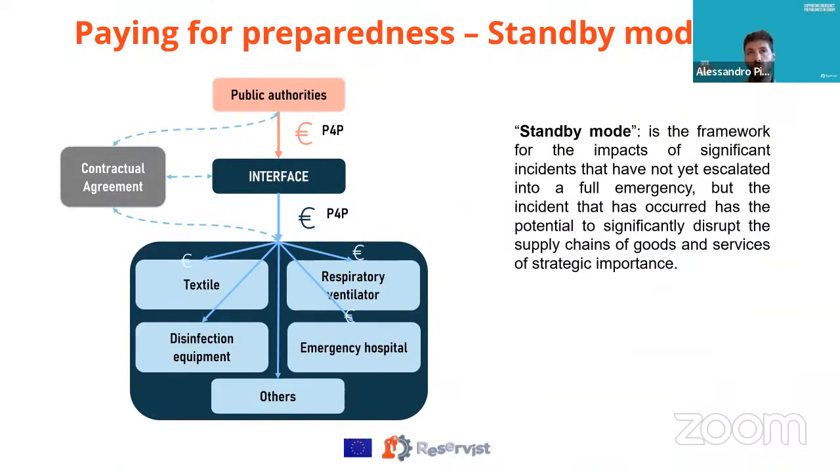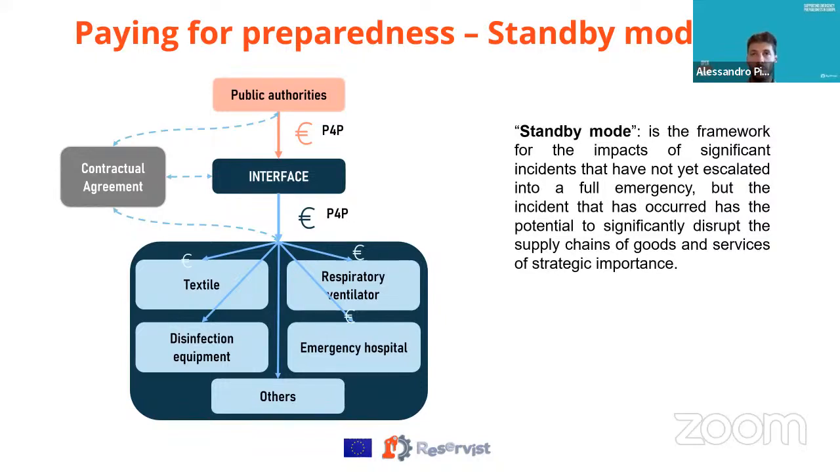We have created a so-called paying for preparedness model, which is a sort of insurance in which an end user, that can be public authorities, but also private companies such as private hospitals or private health organizations, will pay the consortium for a service. The service is to be prepared. The flow of money follows after signing a contractual agreement with very specific contractual parts, both economical and technical.